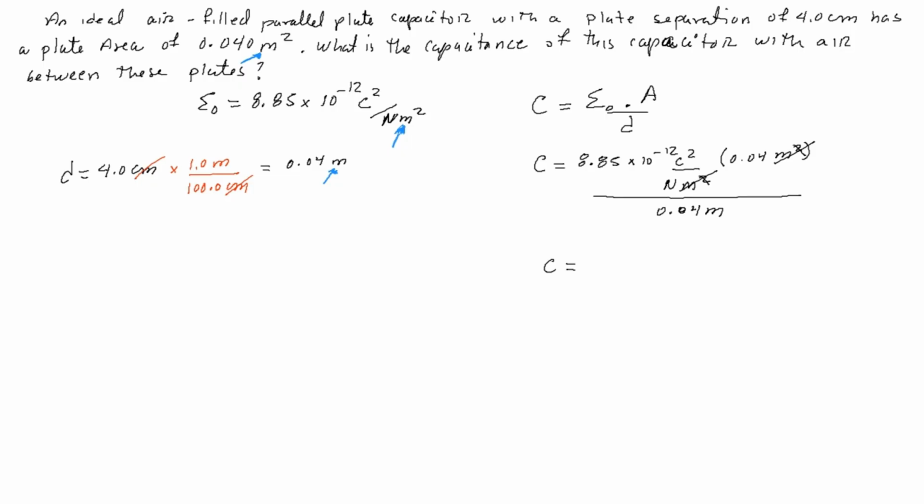So when you divide these numbers, 0.04 over 0.04, it will be 1. So you get 8.85 times 10 to the negative 12 farads. 10 to the negative 12 farad is 1 picofarad.